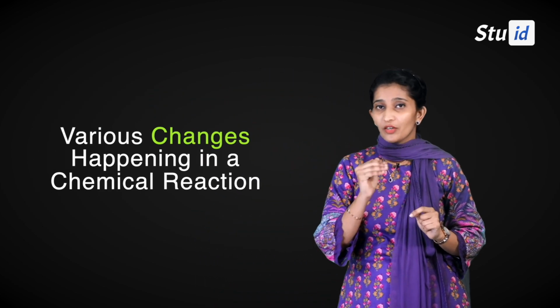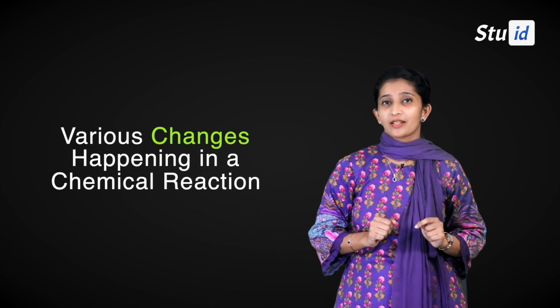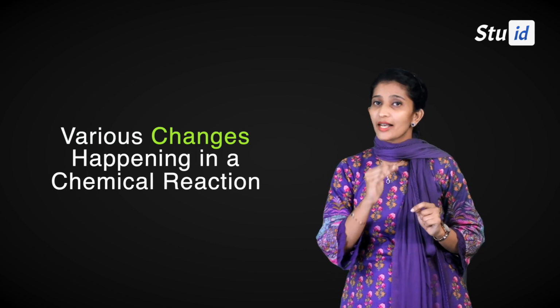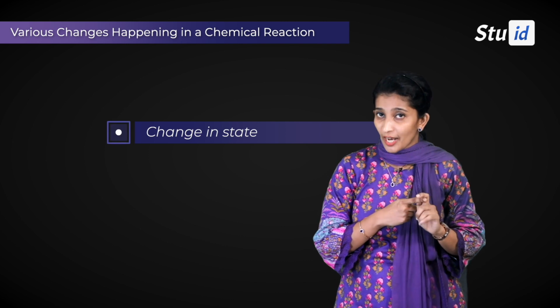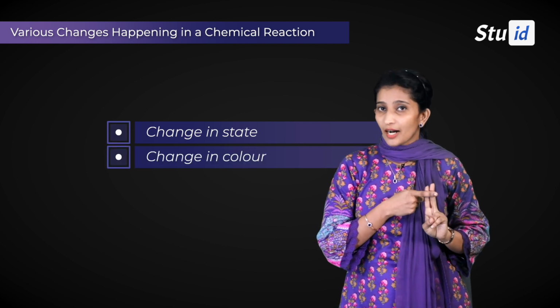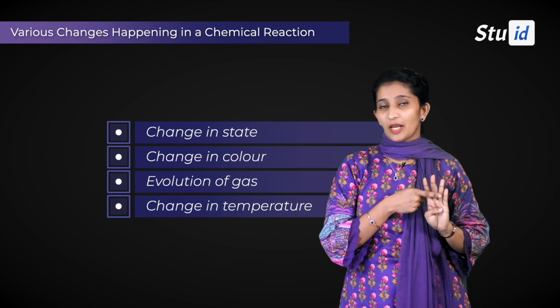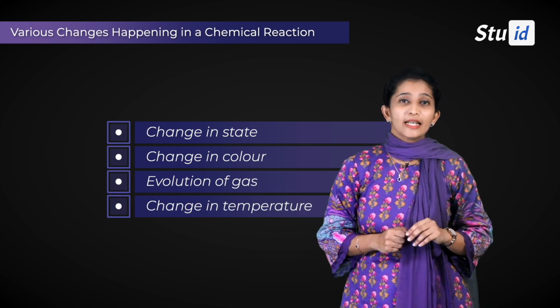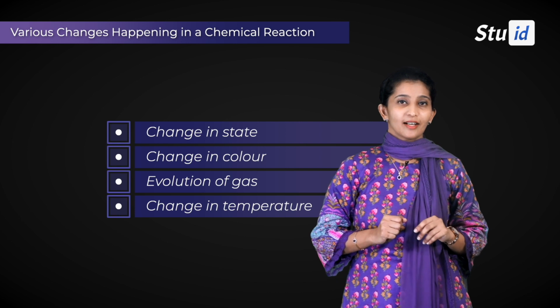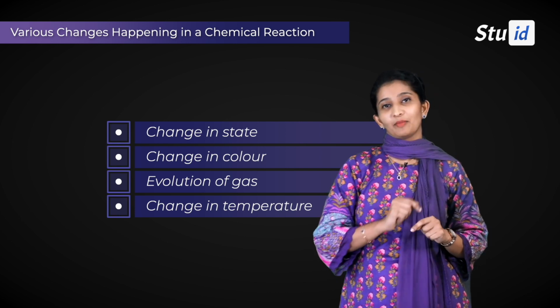Now we'll see there are different changes occurring when you can understand that a chemical reaction has taken place. For example, if there is a change of state, if there is change in color, if there is evolution of gas, if there is change in temperature. In all these cases, we can say that a chemical reaction has taken place. Now we'll take an example for change in state.